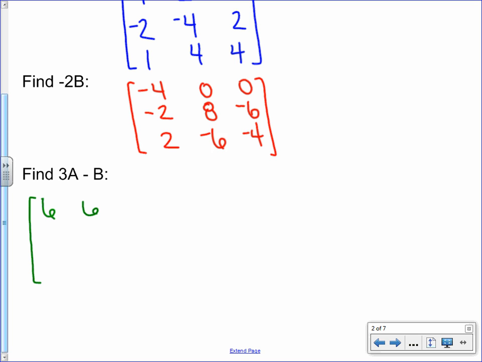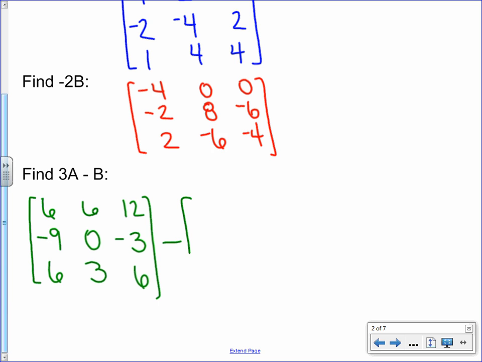6. 12. Negative 9. 0. Negative 3. 6. 3. 6. That is 3A. And we're going to subtract B. Is that B? Did I get that down right? Okay. So here's 3A, and we're subtracting B.